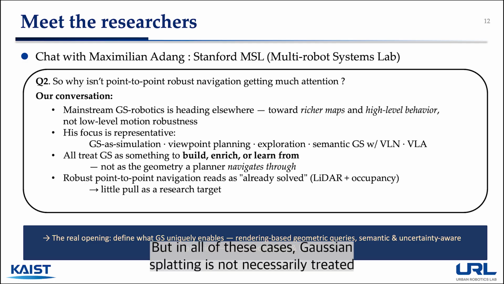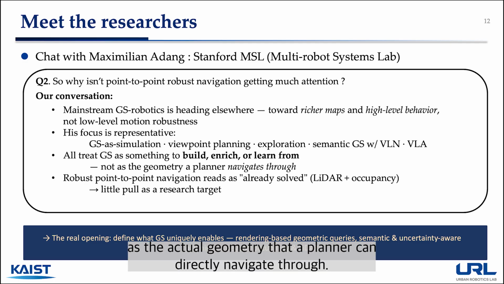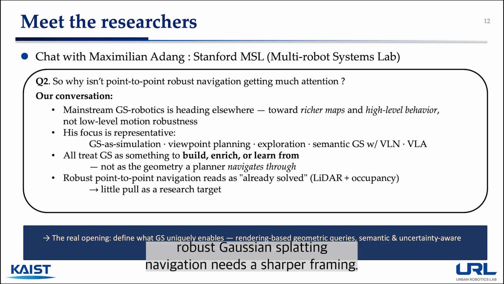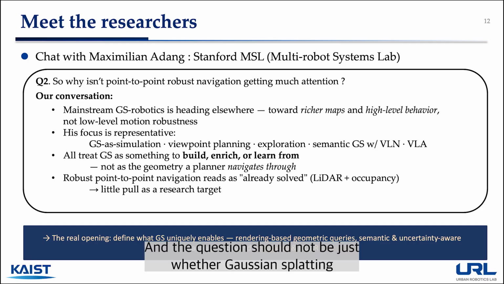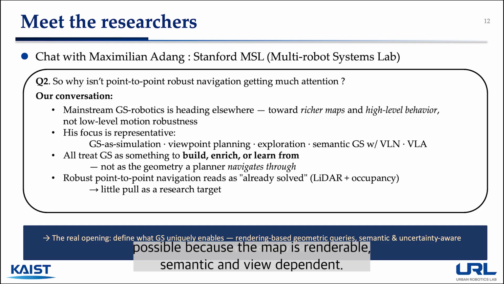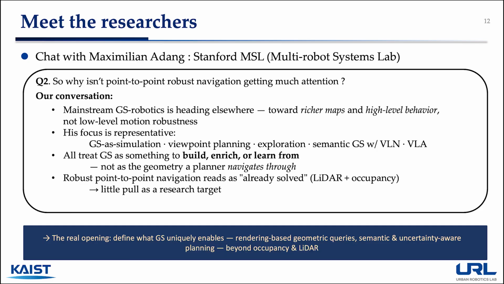But in all of these cases, Gaussian splatting is not necessarily treated as an actual geometry that a planner can directly navigate through. That is why I think robust Gaussian splatting navigation needs a sharper framing. The question should not be just whether Gaussian splatting can support navigation, but what kind of navigation becomes possible because the map is renderable, semantic, and view-dependent in a way classical maps are not.